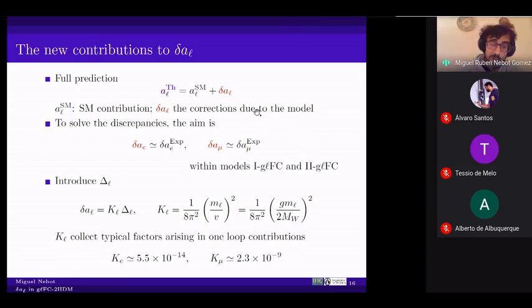So what I will do in the next few slides is, rather than jumping into full details of an analysis, analyze a simplified situation, to see what we can expect in these two models. The first thing is to introduce these auxiliary quantities, in which I just factor out typical things that arise from your loop calculations, which are those 4 pi square factors, masses of the leptons over the VEVs, and this number here.